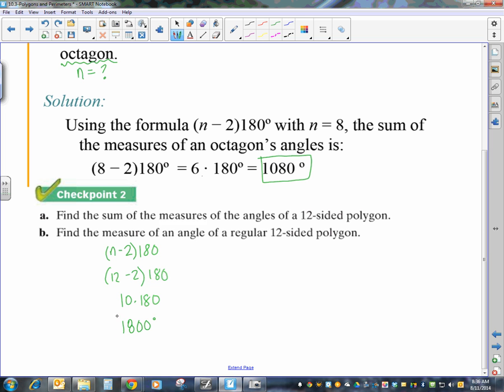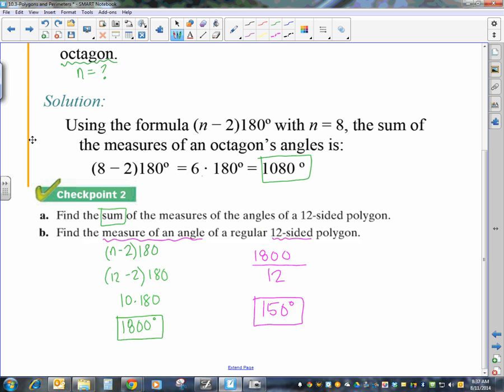So the sum of the measures, and keep in mind, this one's asking for the sum, okay? The next question is asking for the measure of one angle. So I'm going to take 1800 and divide it by how many angles do I have? 12, and that's going to give me each angle measuring 150 degrees.